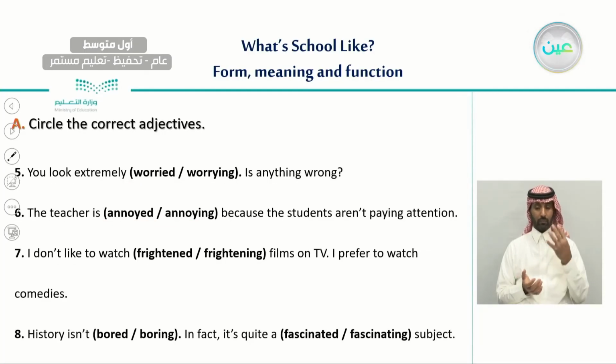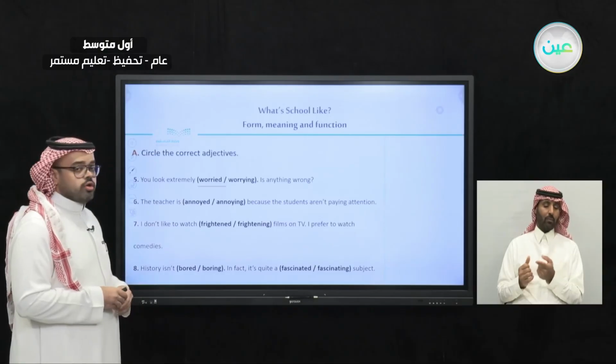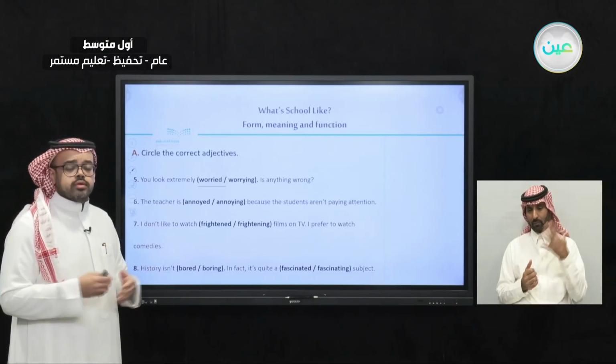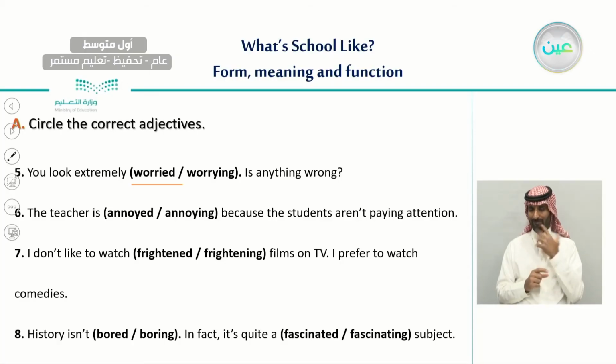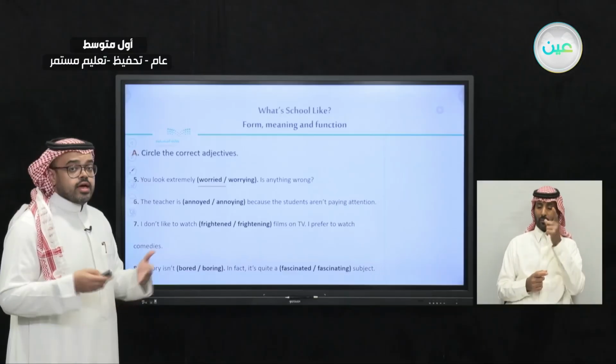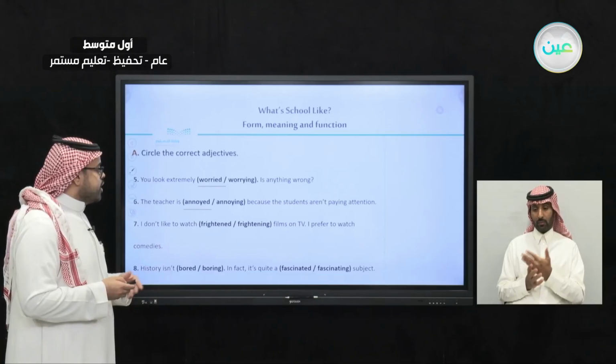Number 5. You look extremely worried or worrying. Is anything wrong? So now we're talking about a person. So what should we choose? Very good. We choose worried. You look extremely worried. And number 6. The teacher is annoyed or annoying because the students aren't paying attention. So what should we choose here, since we're talking about a teacher, since we're talking about a person? Very good. Here we would choose annoyed.